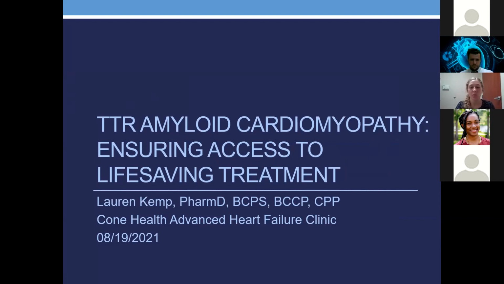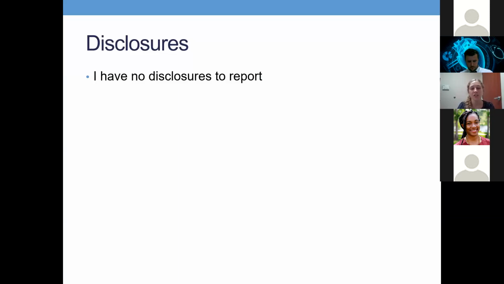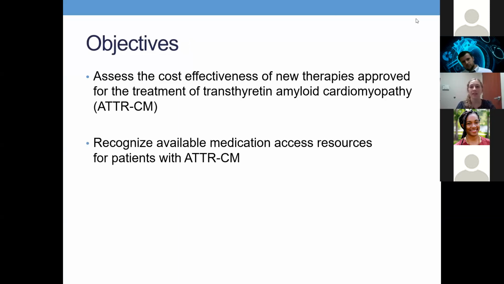For the second part of this webinar, we're going to be focusing on TTR specific therapies, ensuring our patients have access to these medications. For this presentation, I have no disclosures to report. And by the end of this presentation, I hope you'll be able to assess the cost effectiveness of our new therapies approved for the treatment of TTR cardiac amyloidosis, as well as be able to recognize available medication access resources for patients with this disease. Now, notably, AL is beyond the scope of this part of the presentation just due to time, and we will be focusing on TTR cardiomyopathy, not polyneuropathy.